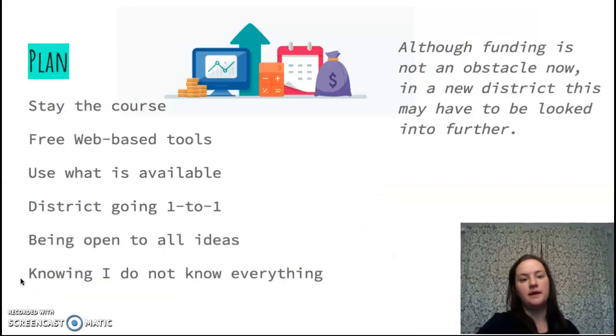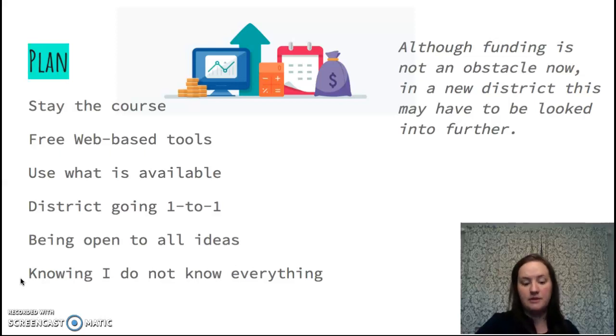As far as my plan moving forward, it's just stay the course, finding out free web-based tools for my students to use. Like I said, that's how I came across Peergrade. It's how I came across commonlit.org. Use what's available to me. That's really what I've been doing. I haven't had to worry about budgeting out for things like this because I have found so many free web-based tools.